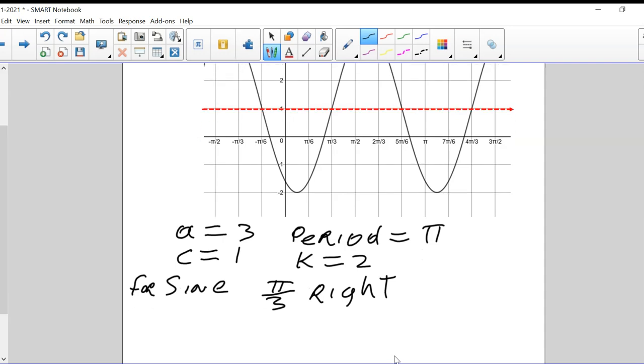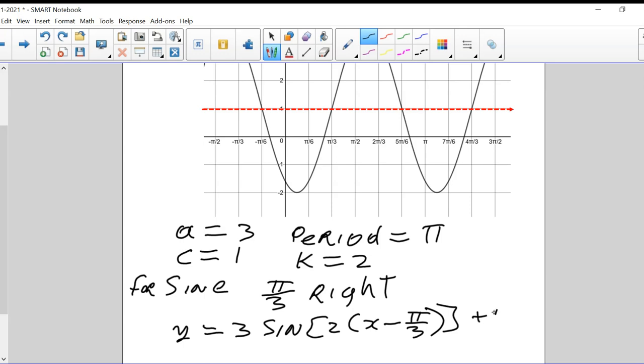So we have enough for us to write this equation. Here comes one version of the equation. Remember, there's more than one. So y equals 3 sine, open, 2 is our k, x minus pi over 3, close, plus 1. Perfectly correct. That would work just fine.